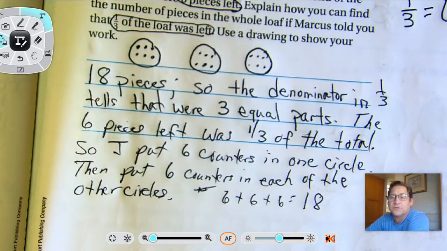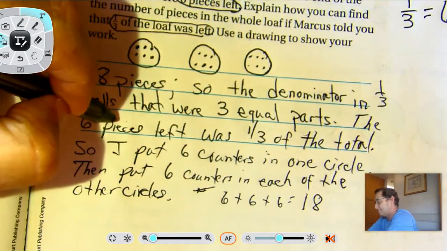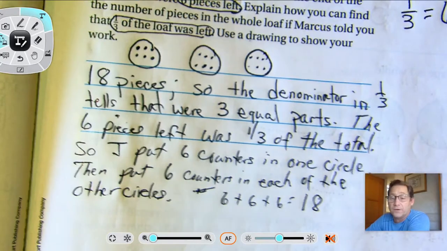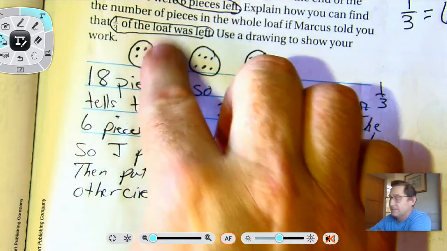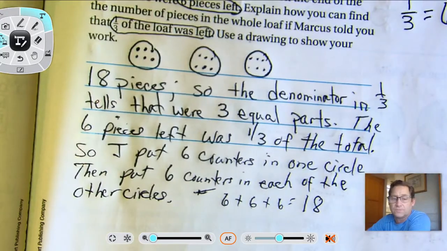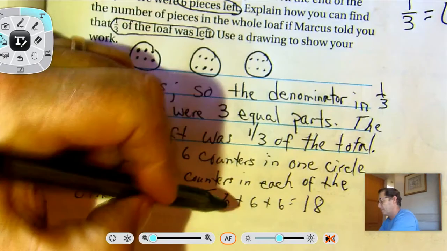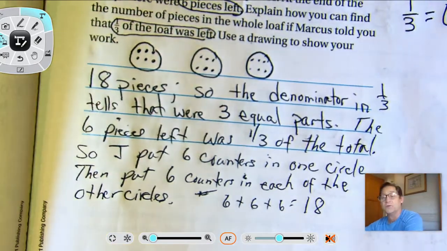So 18 pieces. So the denominator in 1/3 tells that there were 3 equal parts. The 6 pieces left was 1/3 of the total. So I put 6 counters in one circle and then put 6 in the other circles. And that gave me a total of 18.